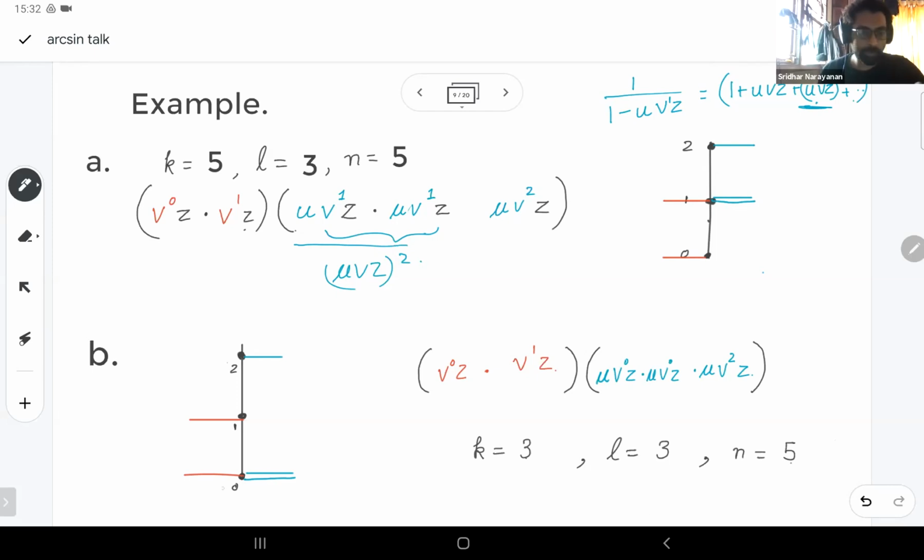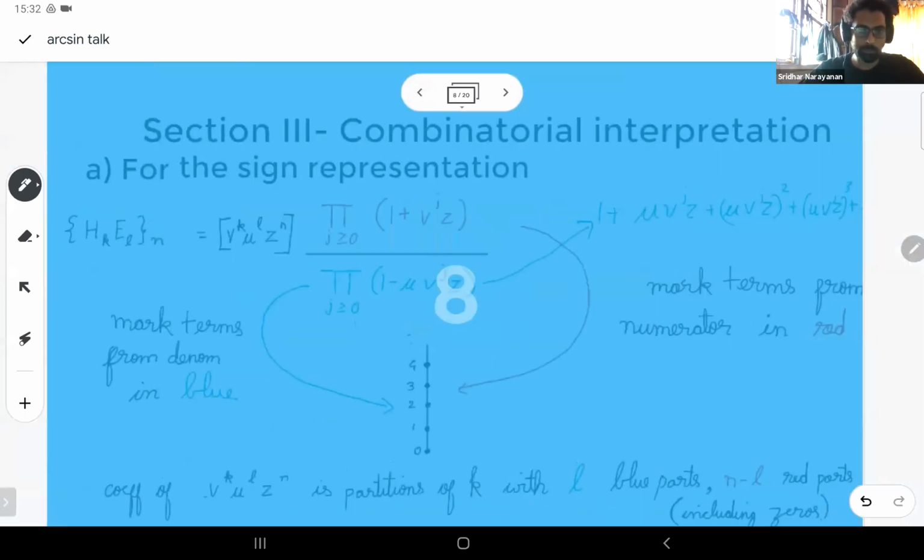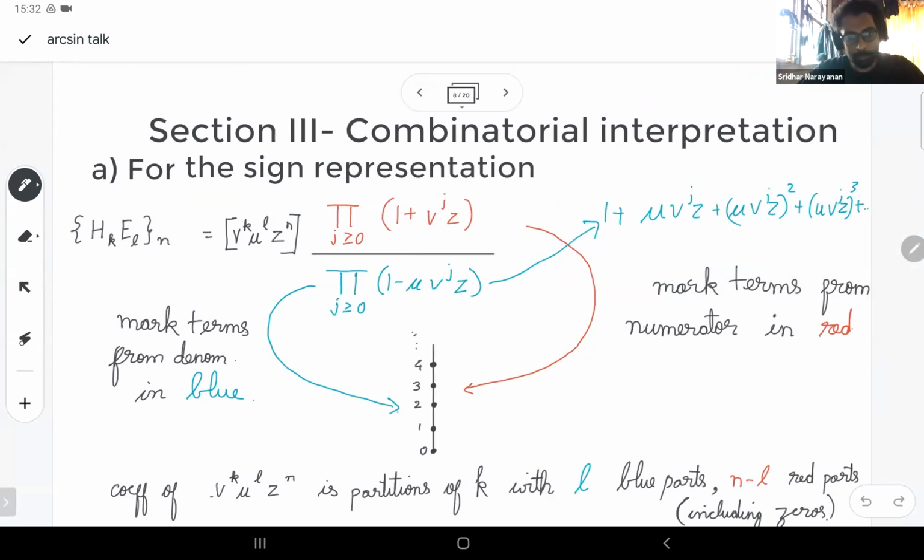So this figure is basically what we are going to work with. It's a visual representation for each term in the product, and it's bijective with all of these. So if you look at the coefficient of v raised to k, u raised to l, z raised to n in this generating function, it will be partitions of k, because the exponent of v is k. So it's partitions of k with L blue parts, because the exponent of u is L and u's come from the denominator, which are colored in blue. So it's partitions of k with L blue parts.